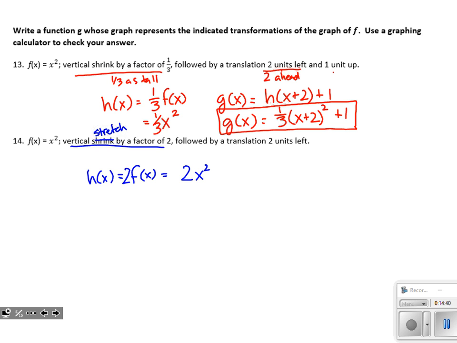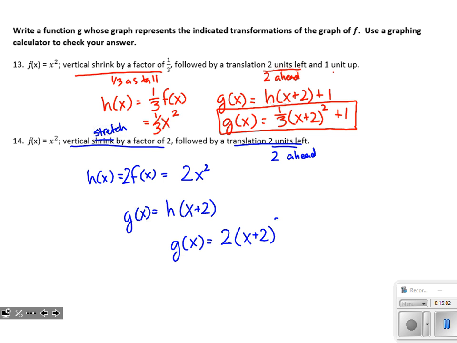Then we have a translation 2 units to the left. Again, that means 2 days ahead of schedule. So for our g of x, we're going to take our h of x and we're going to change the input to x plus 2 to represent that horizontal shift being 2 days ahead of schedule. So to finally answer the question, g of x is 2 times not x, but x plus 2 squared.